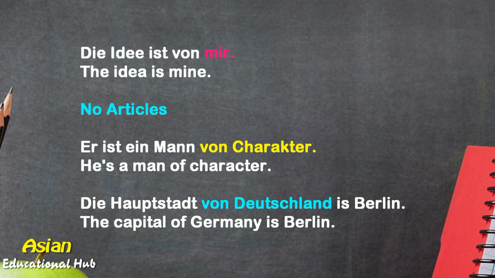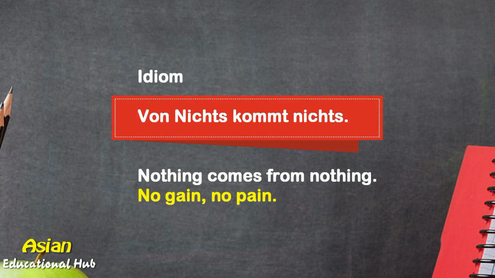And some examples here with no articles. Er ist ein Mann von Charakter. He is a man of character. Die Hauptstadt von Deutschland ist Berlin. The capital of Germany is Berlin. Hauptstadt means capital. There is one idiom. Von nichts kommt nichts. Nothing comes from nothing. Means no gain, no pain.